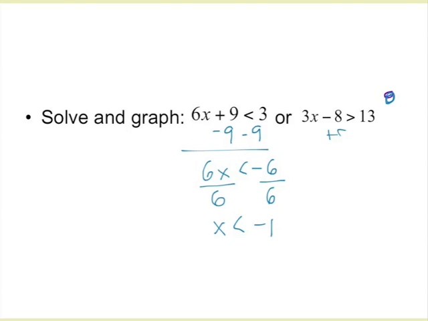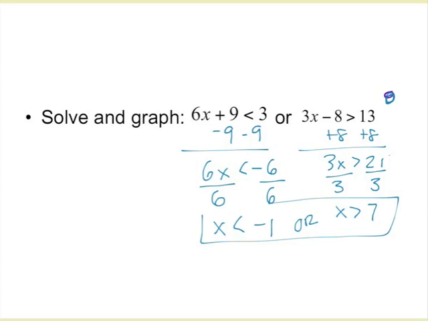On the next one, we add 8 to both sides. And divide by 3 on both sides. For our answer, we put the word or between them, and together they make our answer. Then we put them on the same number line graph.